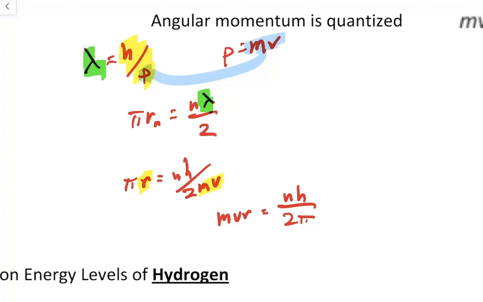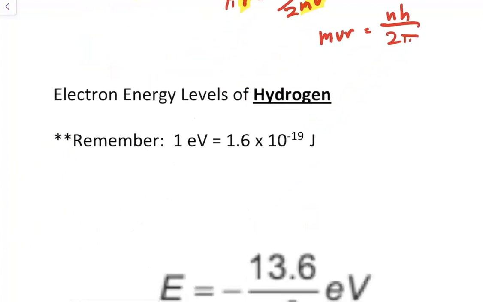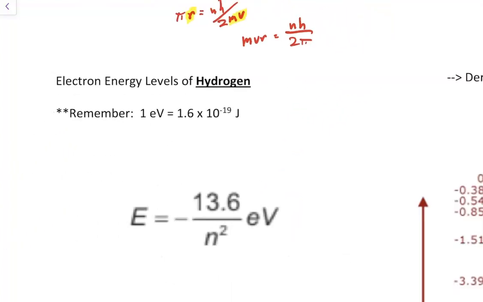This becomes important later. It's not something you really need to know, but you might need to know this derivation. So the next important part, and one that actually has an equation in the data booklet: energy is equal to 13.6 over n squared eV. This is the amount of energy at each energy level of hydrogen. Only hydrogen.